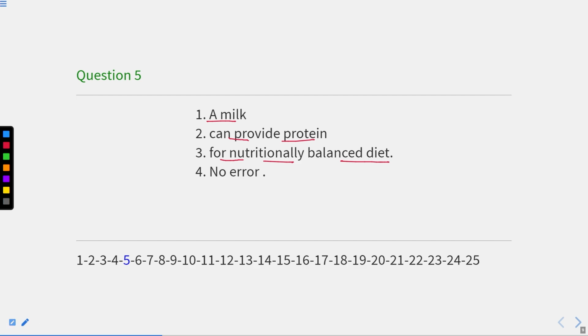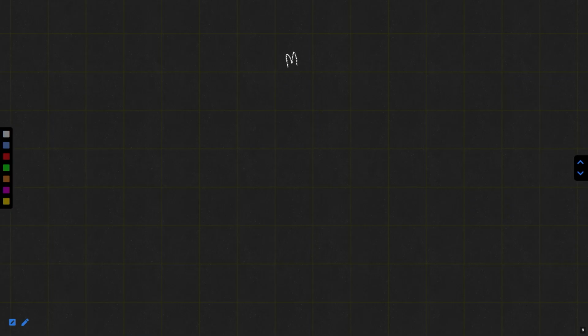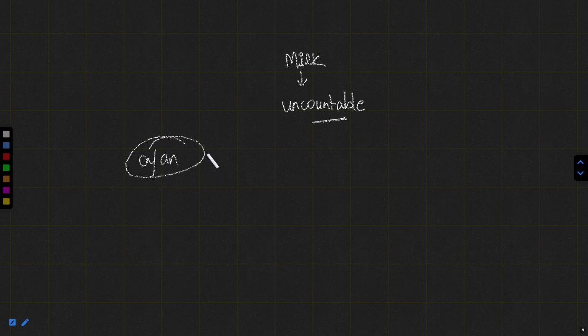Now if I talk about the word milk or water, milk is an uncountable noun. Uncountable noun means which cannot be counted, which can be measured but which cannot be counted. Whereas if we talk about countable nouns, we can count them. Now whenever we use a or an, they are only used before singular nouns, because these nouns can be counted and a and an mean one. So it can be used only before a singular noun.